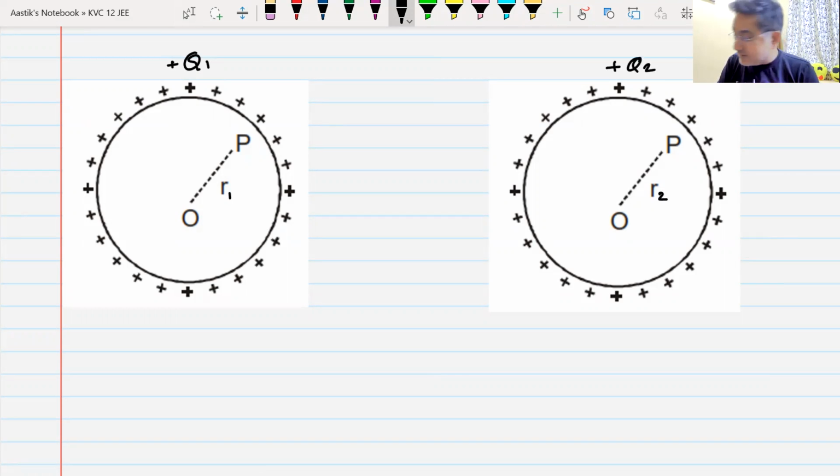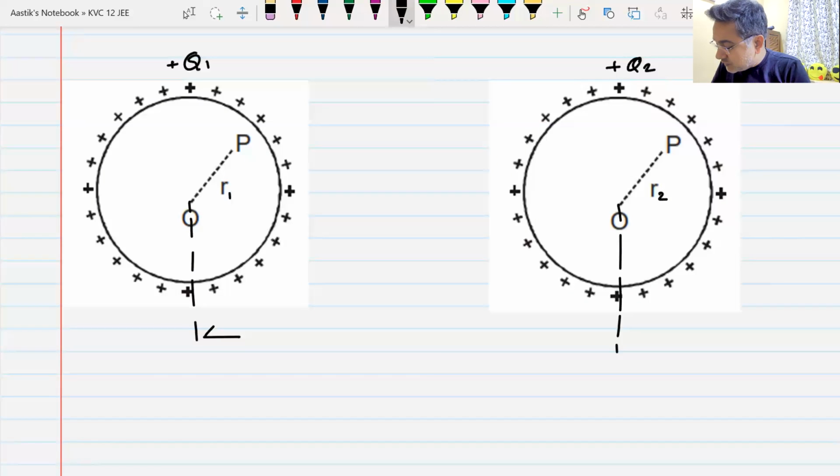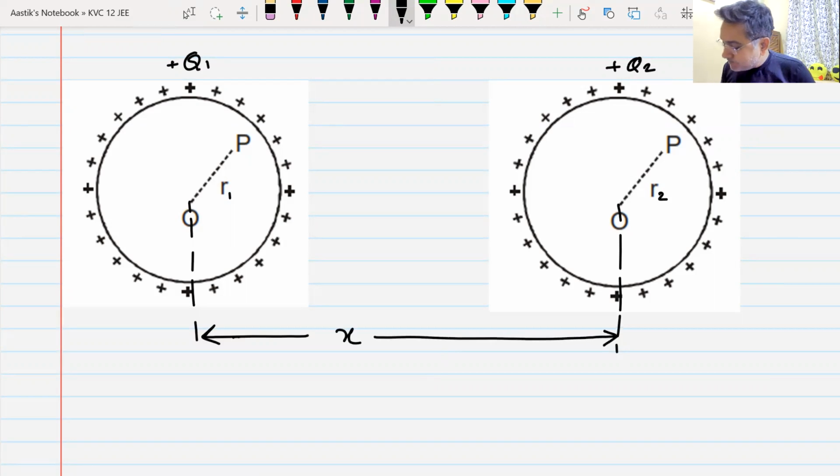No prizes for guessing this one. The centers of these two spheres are separated by a distance of x from each other. If I call this sphere number 1 and this sphere number 2, you have to find the potential difference between the two spheres, V1 minus V2. And your time starts now.